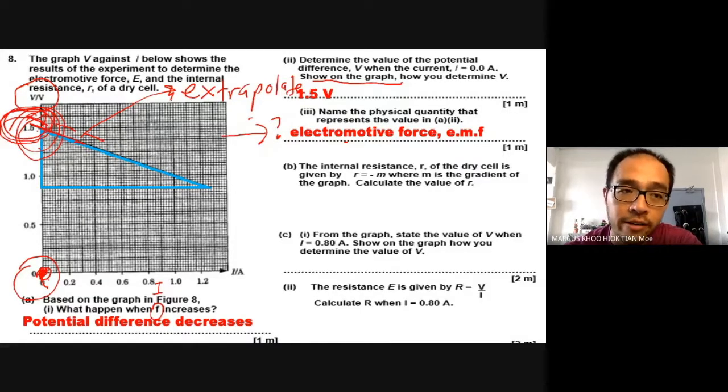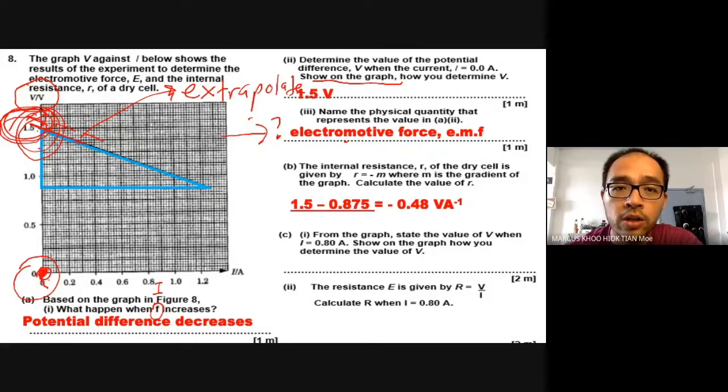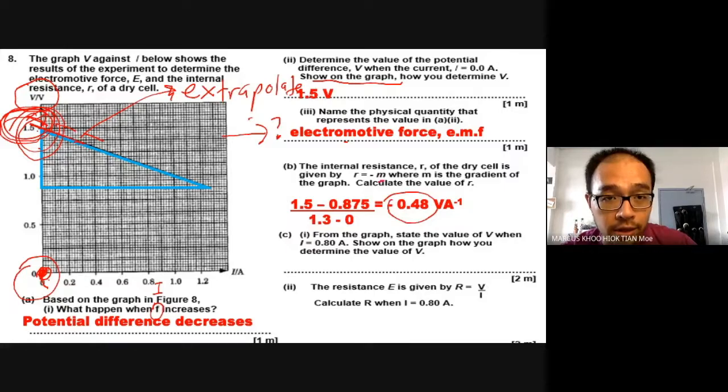First of all, when you calculate gradient, you obviously need a triangle. After you do the triangle, this is the answer that they got: negative 0.48. Number one, it must be negative, because the line has a negative gradient. R equals negative M. So after you get this negative 0.48, which is the gradient, you will get the internal resistance R equals 0.48.